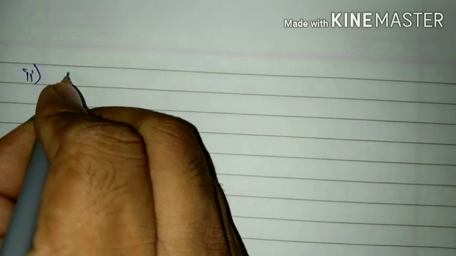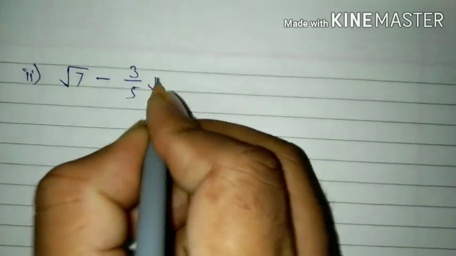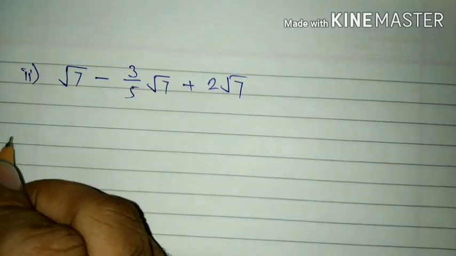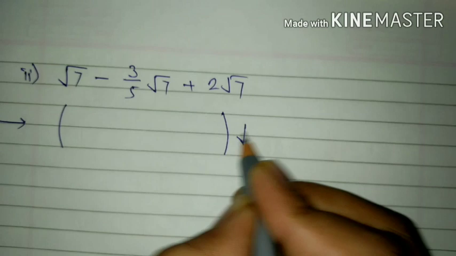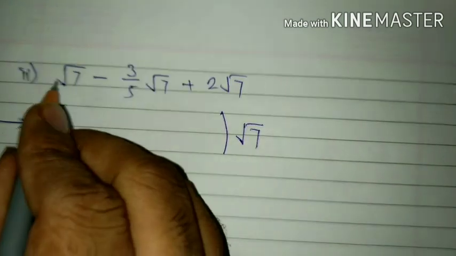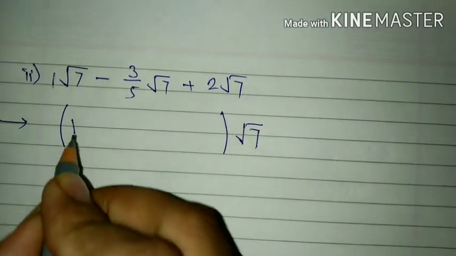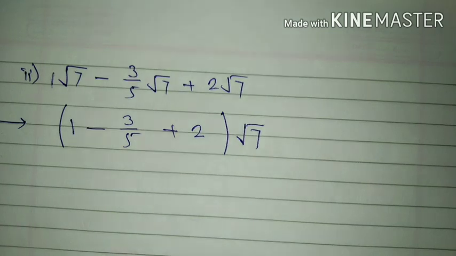Okay, let us see one more example. Suppose I am taking the next example. It is root 7 minus 3 upon 5 root 7 plus 2 root 7. In each term there is root 7. So I am taking root 7 as a common. Here 1 is there. Nothing is written, which means it is 1. 1 minus 3 upon 5 plus 2.